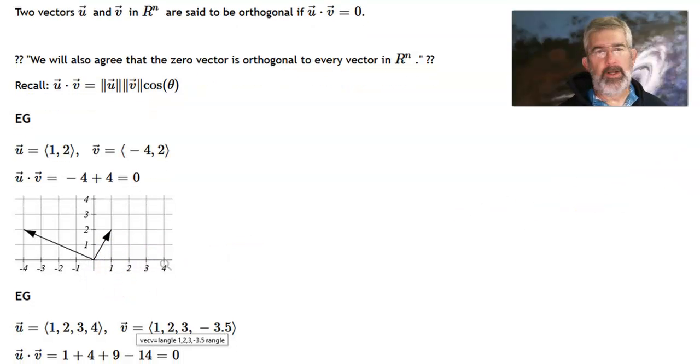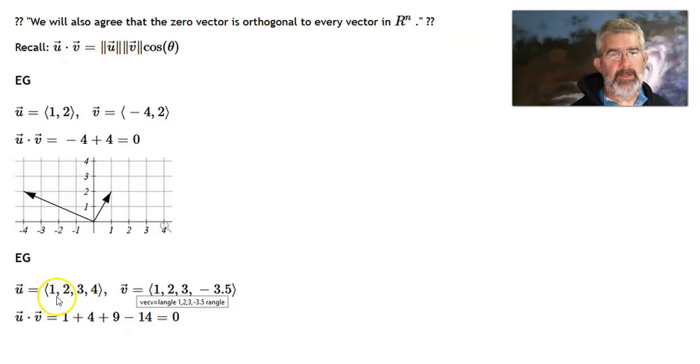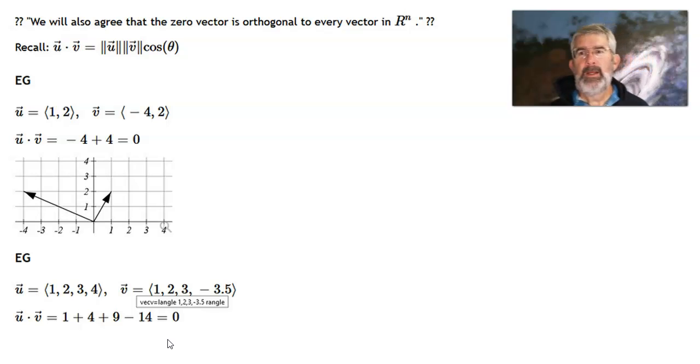Here's another example in R4. Vector 1, 2, 3, 4 and the vector 1, 2, 3, negative 3.5. When I take the dot product, I get 1 times 1, I get 2 times 2, I get 3 times 3, I get 4 times negative 3.5 for a total of 1 plus 4 plus 9 minus 14, and the net result is 0. Now, it's hard for me to plot those points in R4. I have ways of visualizing it, but I know what they look like. They look kind of like this.